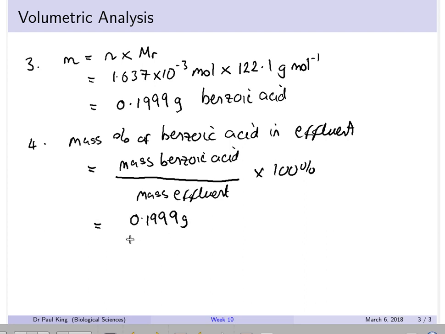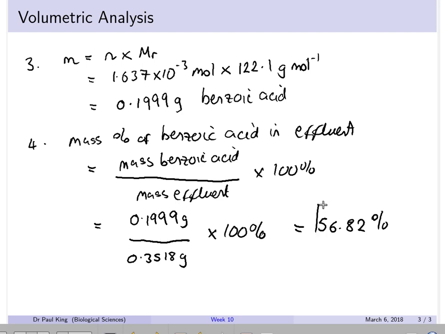The mass that we've just worked out is 0.1999 grams. The mass of our original sample of effluent was 0.3518 grams. We then multiply by 100% to give us our final result, which is 56.82%. Okay, so by mass, the effluent that's produced is approximately 57% benzoic acid, which means that approximately 43% is carbon tetrachloride.